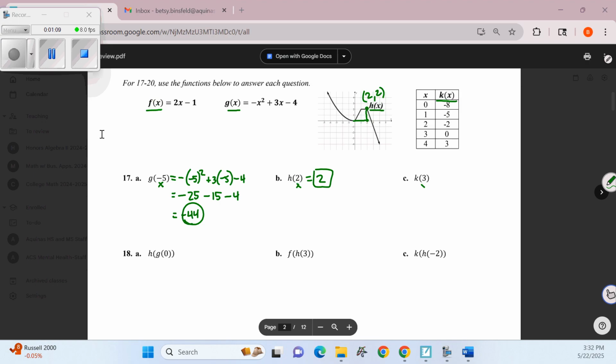K of 3, again, 3 is an X value. So we're looking here at this spot right up here. 3, 0 is the ordered pair. Since 3 is the X value, it maps to a Y value of 0.